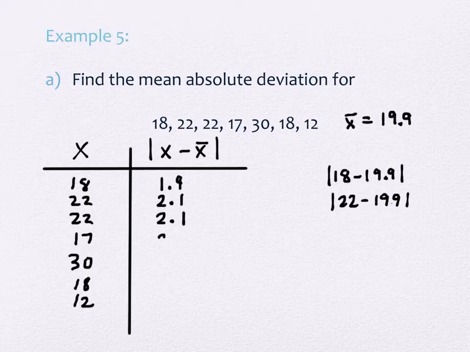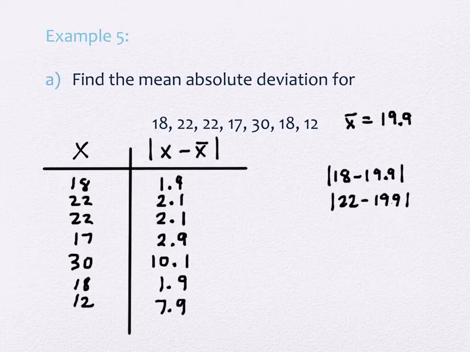2.9. How about 30? 10.1. 18. 1.9, we already did that one, right? And then 12. 7.9.